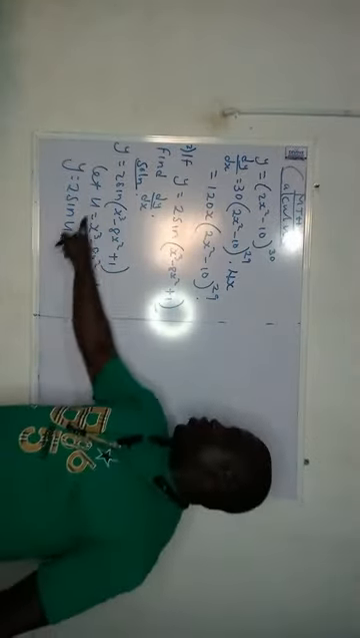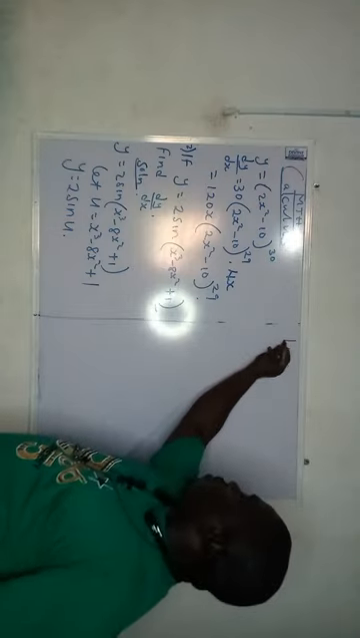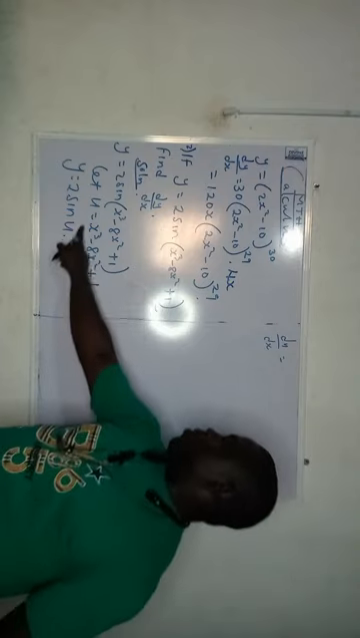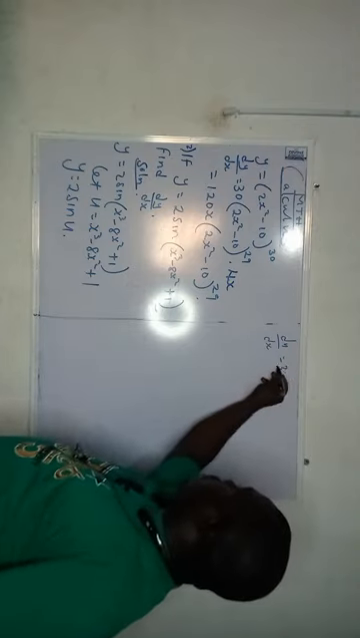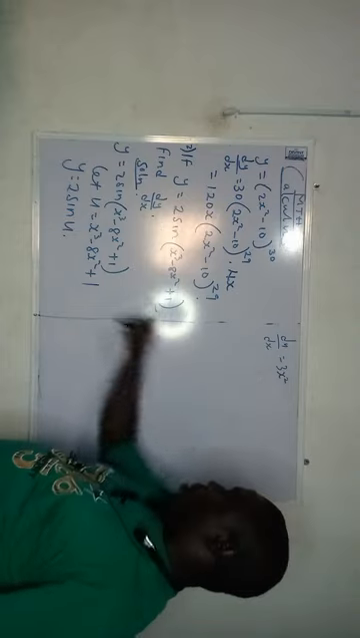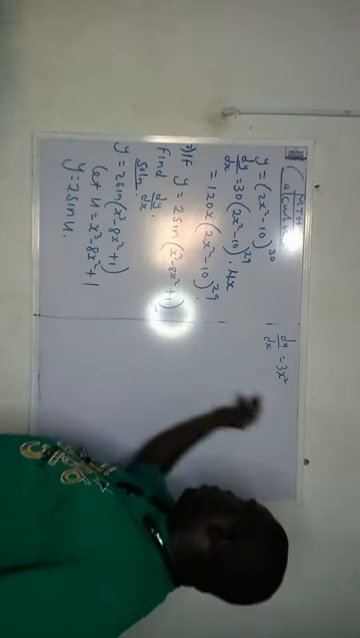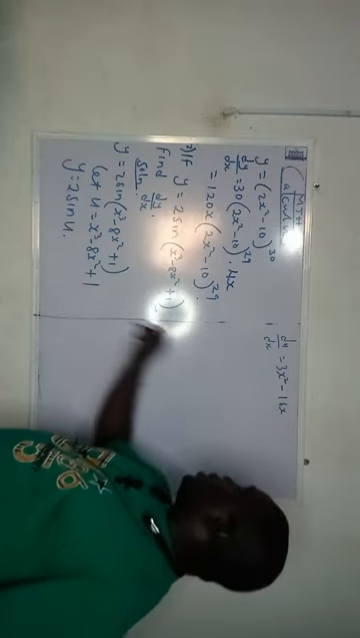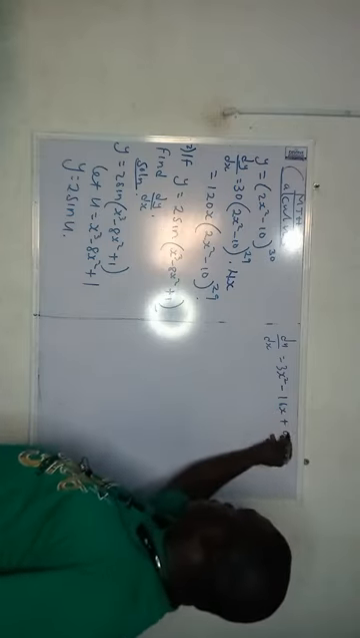So I'll differentiate u with respect to x. So du/dx, differentiate it. That gives you 3x squared. Differentiate it, the power comes down. Then you have 16x. When you differentiate a constant, that's 0.